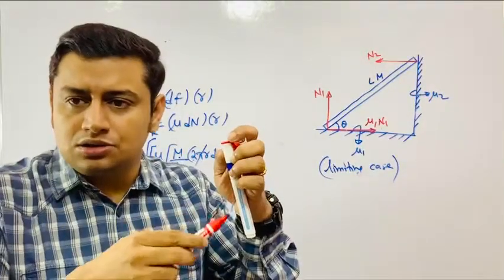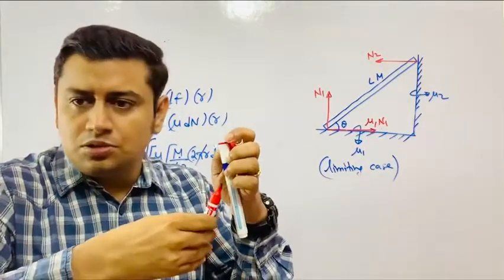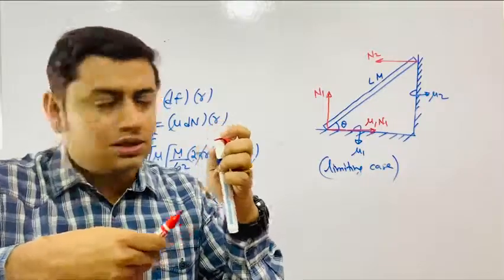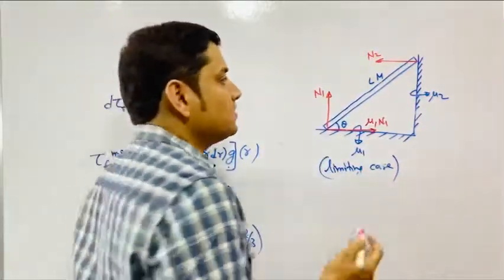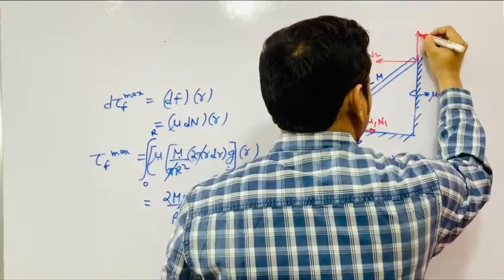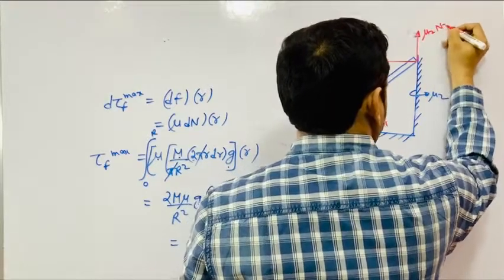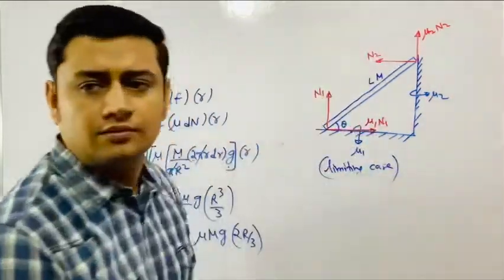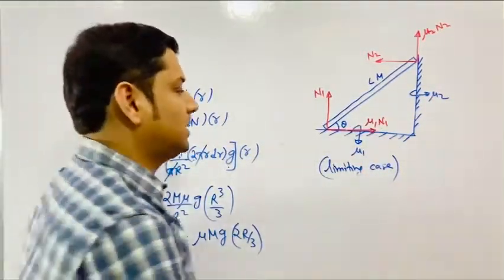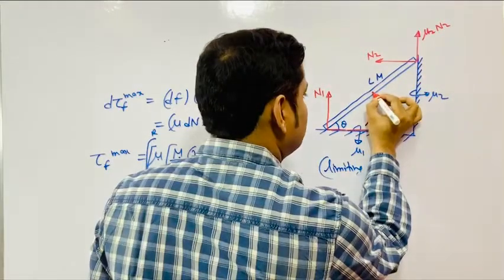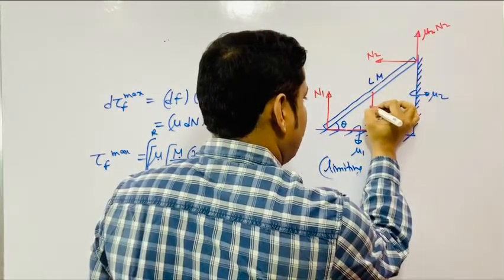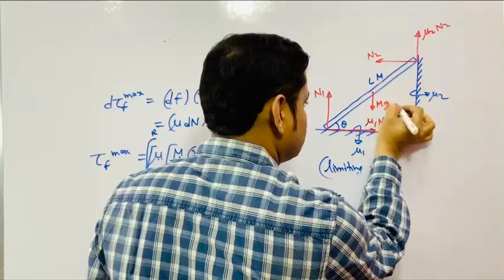And because this point is trying to slip down, because this would be the motion after slipping starts, friction's impending value would be mu2 into N2. Limiting case of friction in both the cases. And here there is one more force, and that is mg, at the center of mass.